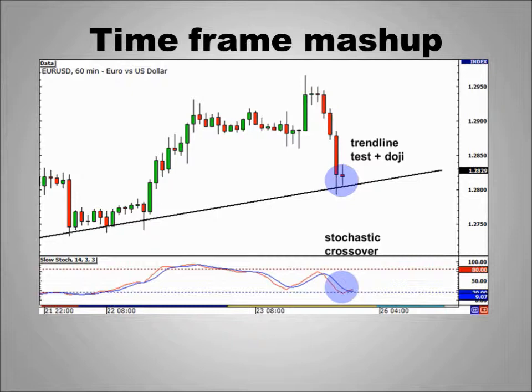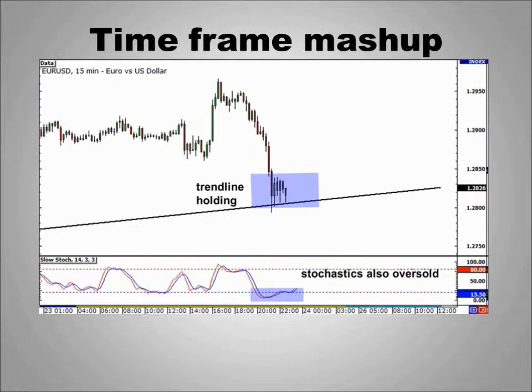And then we have a stochastic crossover near the oversold zone. So remember, we're using different time frames in order to find the signals that we're looking for. Okay, and as we can see, the trend line is holding.